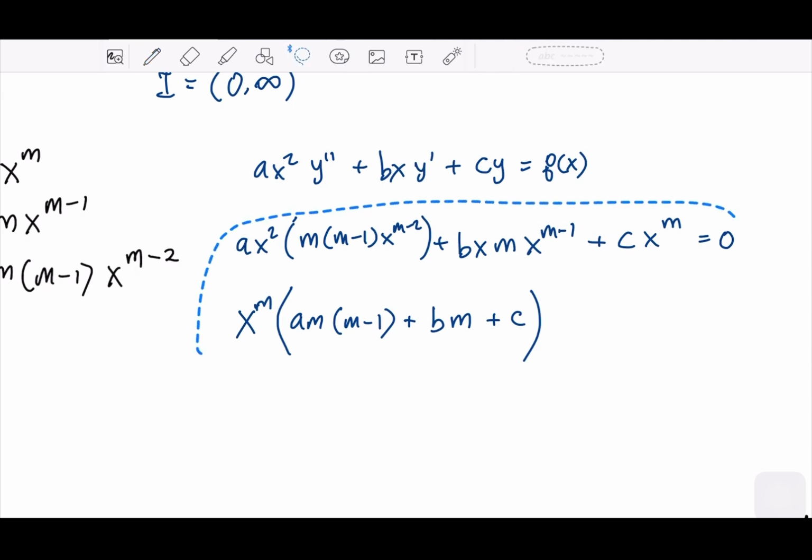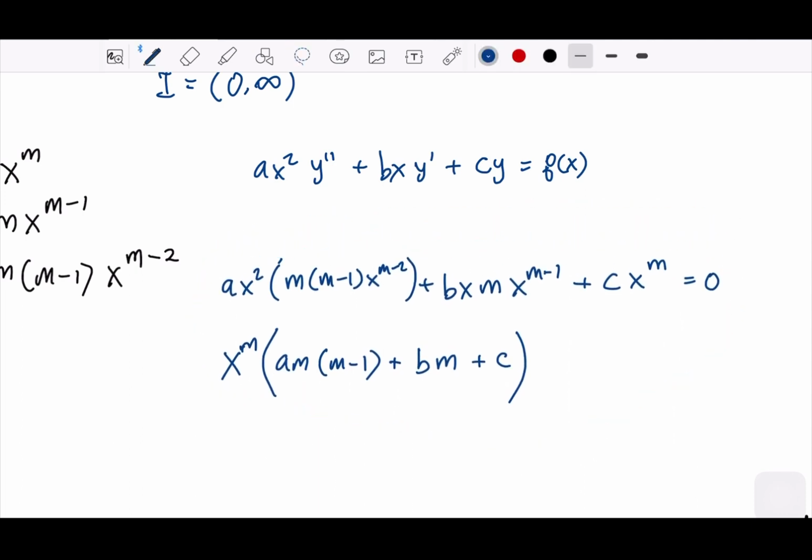So let me write notes here. The auxiliary equation is homogeneous, or g of x will be equal to 0. So this is equal to 0. And notice that x cannot be 0 from our definition. So the one that makes it 0 is this part, right?